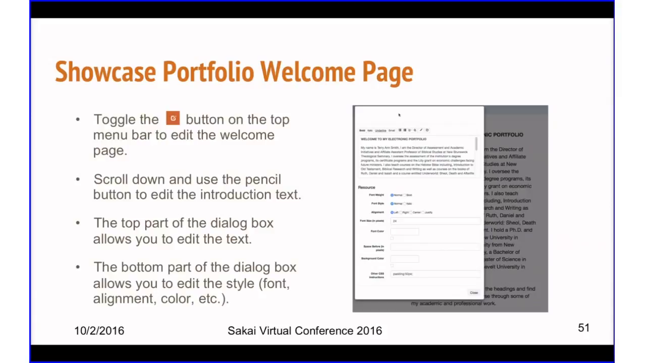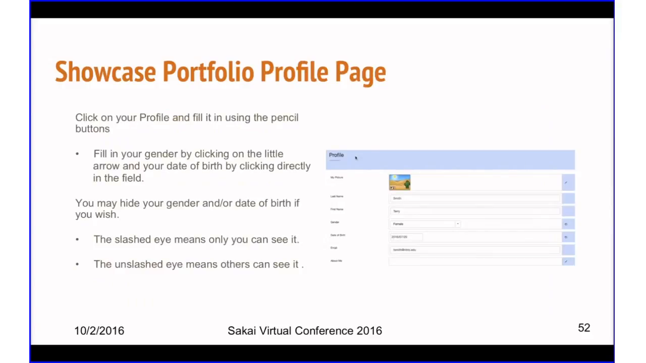So the students start out by customizing their welcome page with an introductory text, and then they customize their profile with hopefully a picture of their actual self, their name, optionally their gender and birth date, and their email, and then another About Me opportunity. Now the slashed I feature allows students to decide to not share something like their birth date if they prefer not to share it.